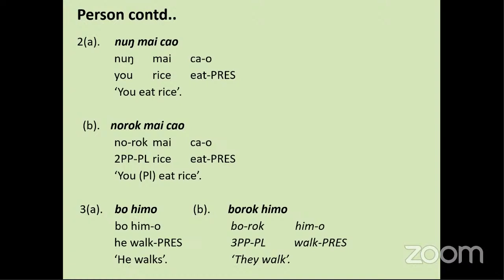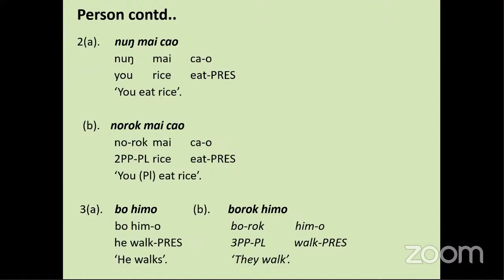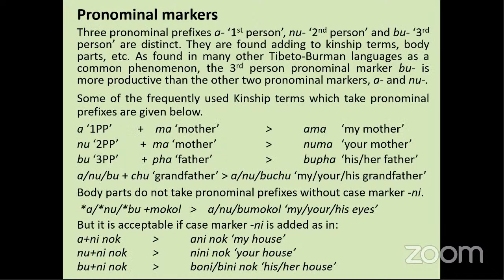From these examples, one fact is apparent: the verb remains the same. In the first case, chow remains the same, and in the second case also chow. In the third case, himo, it isn't affected, so the verb remains the same. So it means that the verb remains the same in all the uses of three categories of persons, and hence there's no person agreement phenomenon in Kokborok as far as person is concerned.